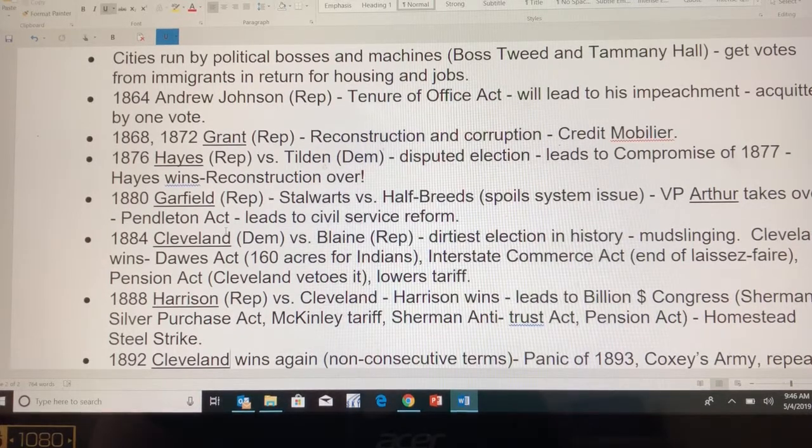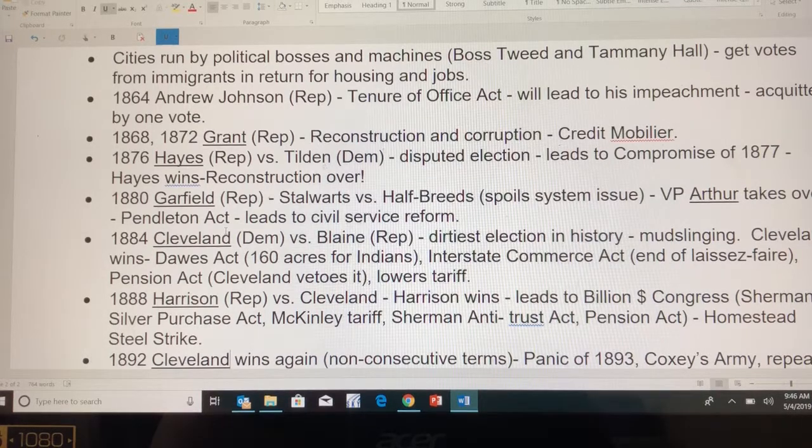We're seeing the Grant administration, he has the issue with the Credit Mobilier scandal, where the railroad has hired a construction company, which the people who are in charge of the railroad are also in charge of the construction company. So they're pocketing the money, and they're causing the cost of it to increase.